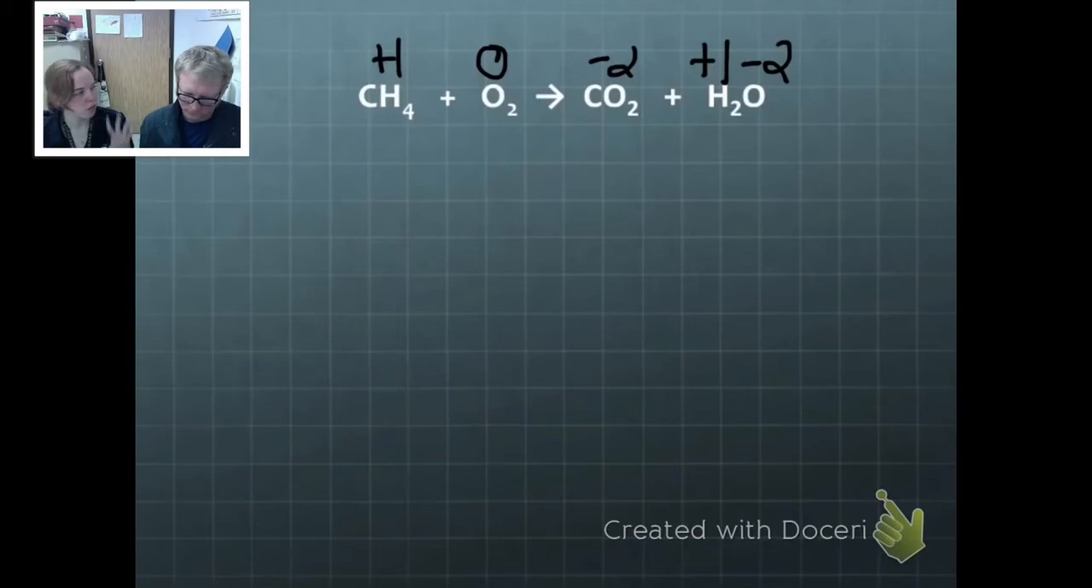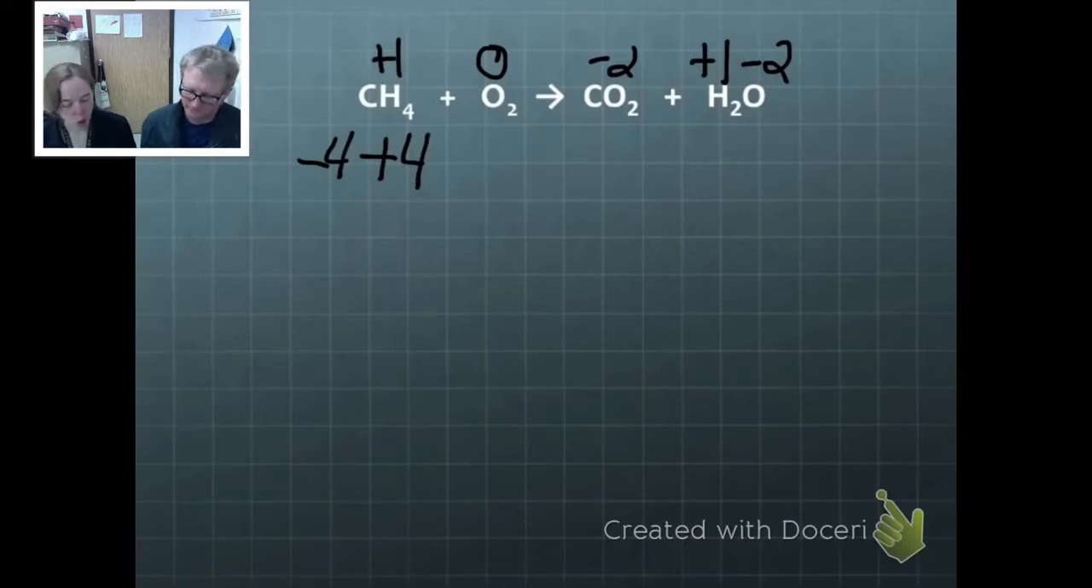So what's our oxidation number from 4 hydrogens? All 4 of them together is 1, 2, 3, 4, +4. So if that's +4, what's our carbon have to be? In order to make the +4 go to 0, it has to be -4. There you go.